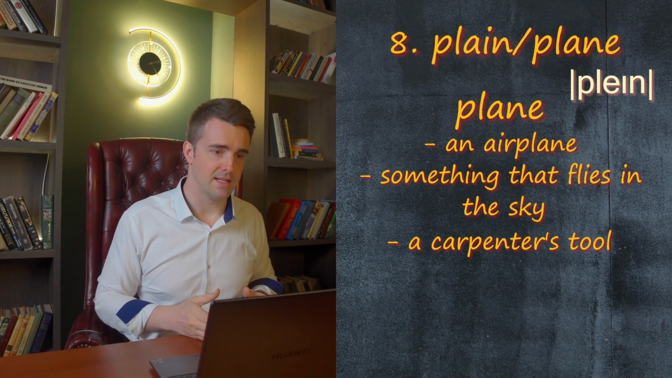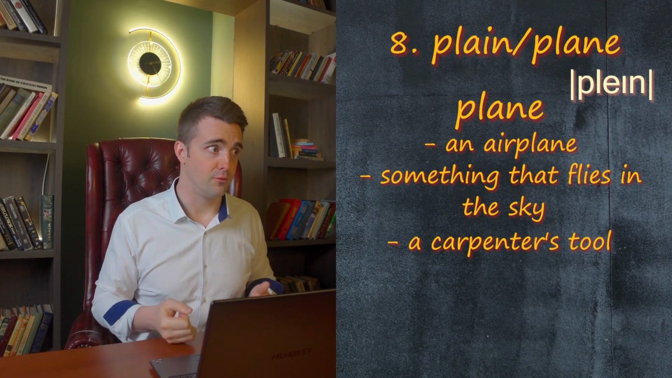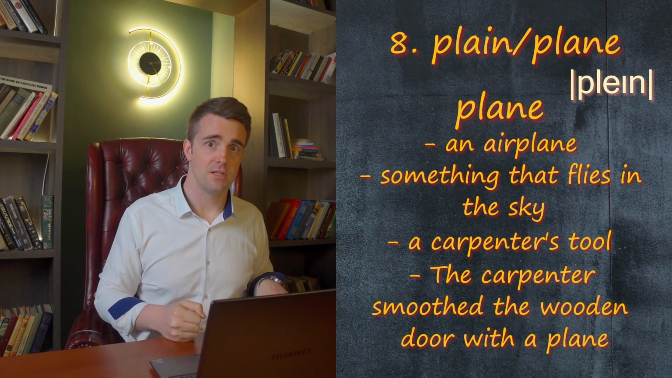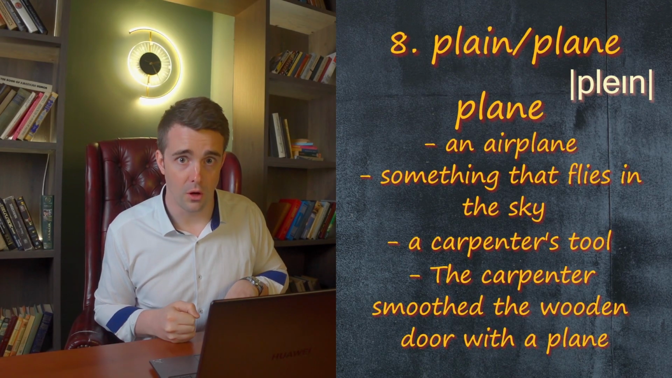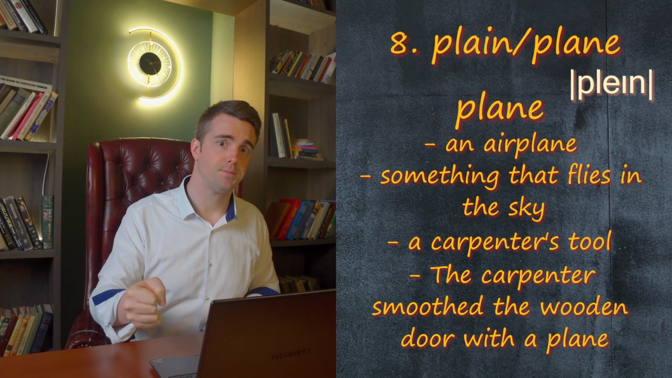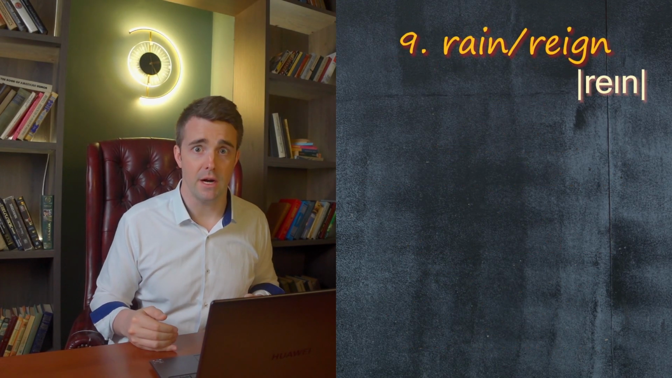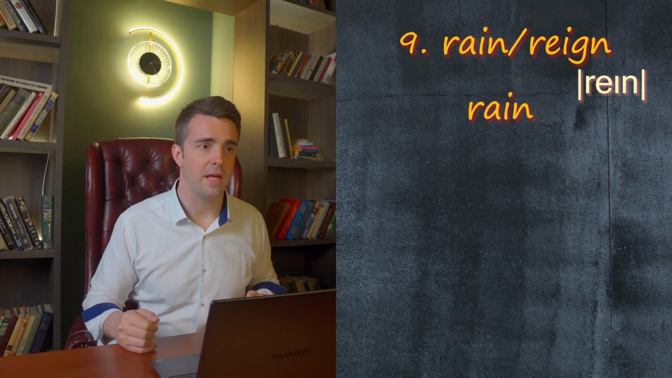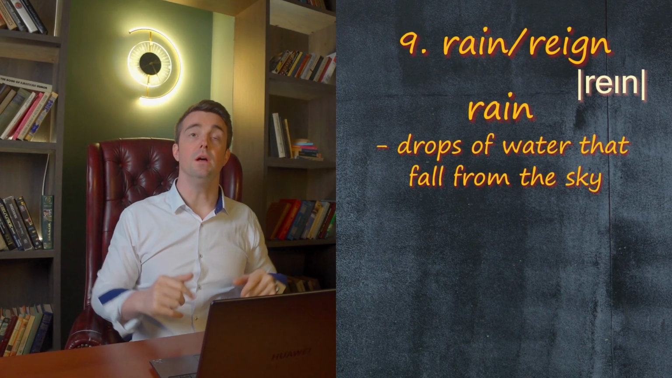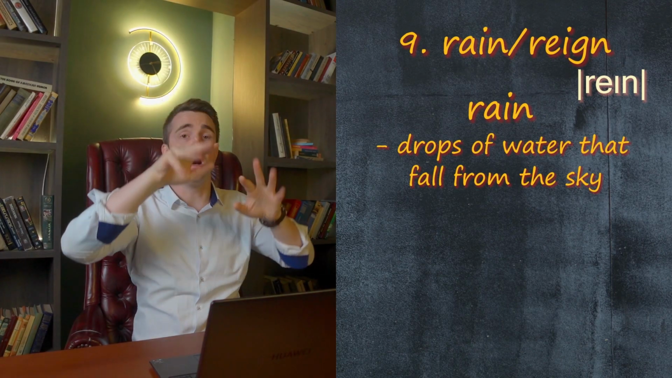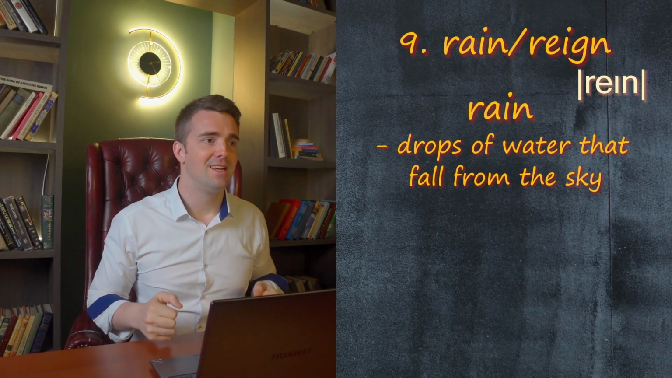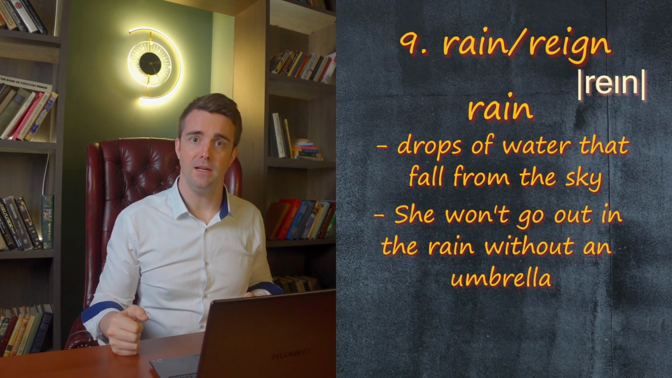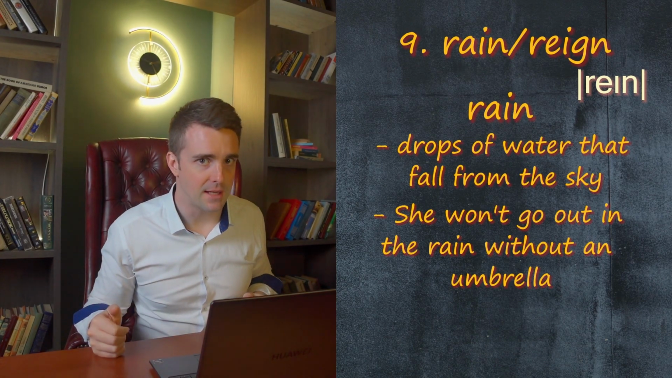Or a plane is a carpenter's tool. So for example, the carpenter smoothed the wooden door with a plane. Then we have rain and reign. So rain is drops of water that fall from the sky. So for example, she won't go out in the rain without an umbrella.